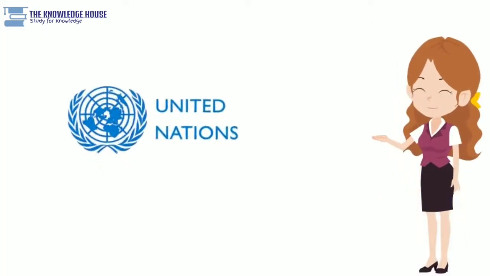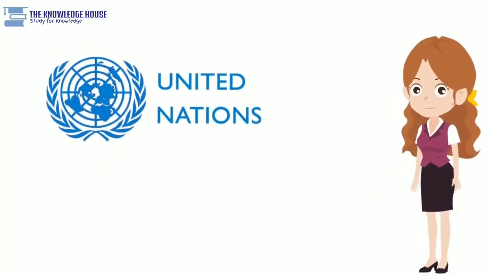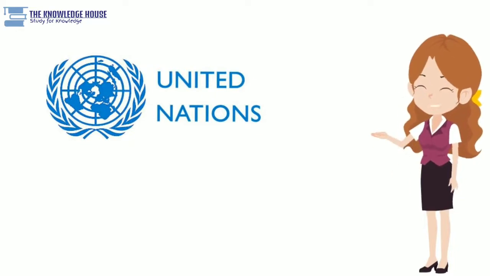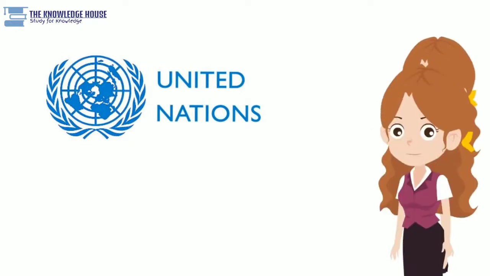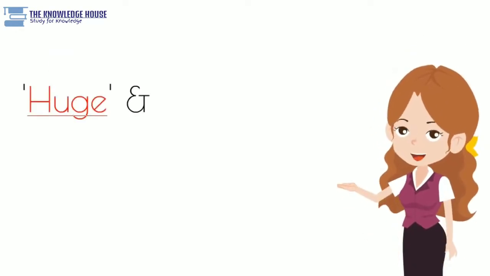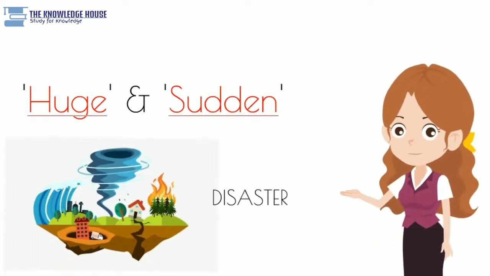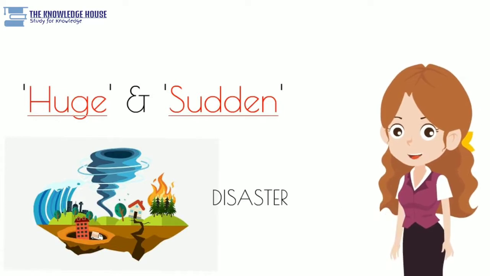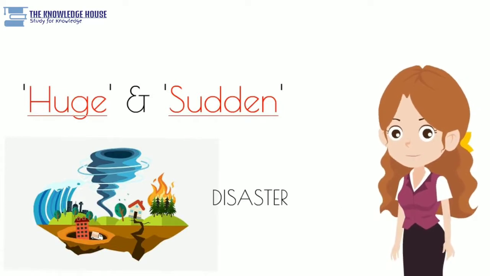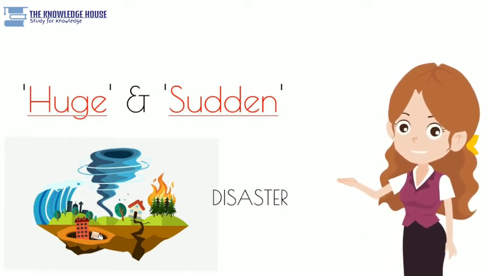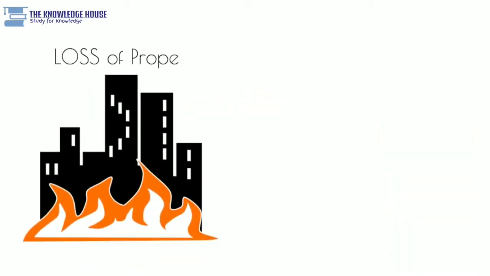The United Nations has defined a disaster as a sudden event that leads to huge loss of life and property. Words like huge and sudden are important in the definition. As a disaster occurs suddenly, it cannot be predicted. Hence, precautions are not possible. Huge losses to property occur in the area of disaster.